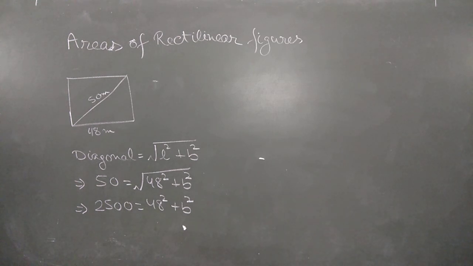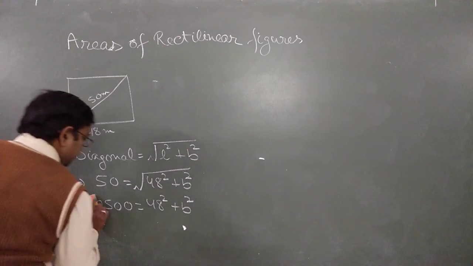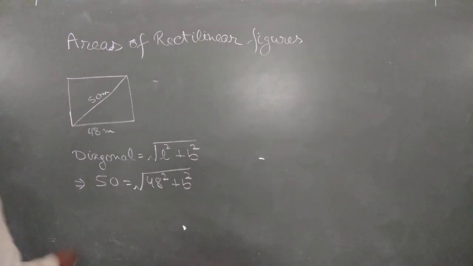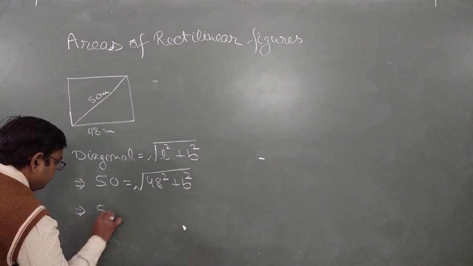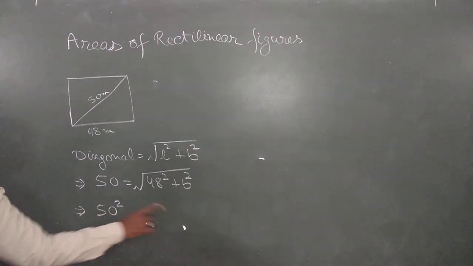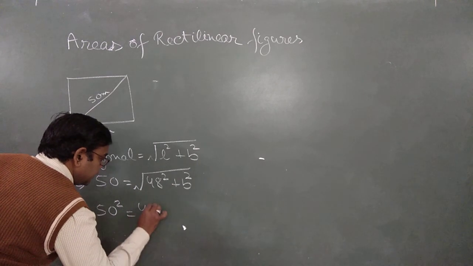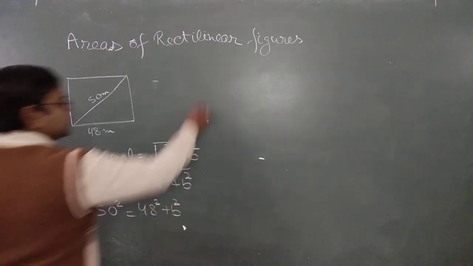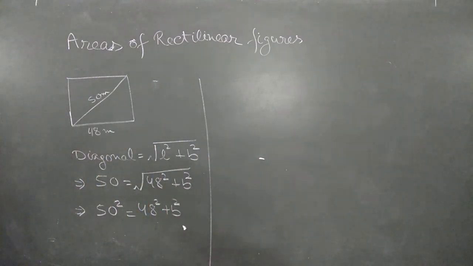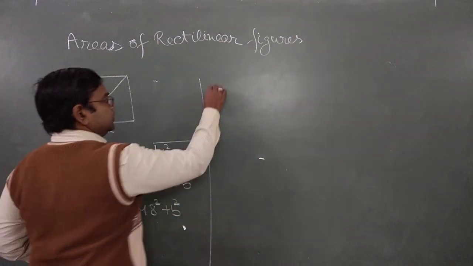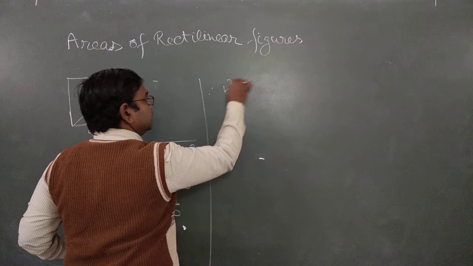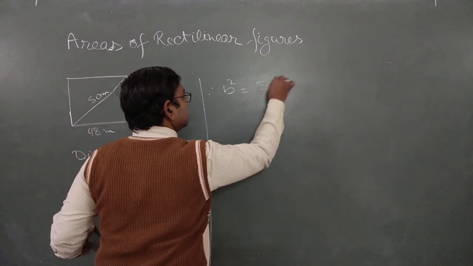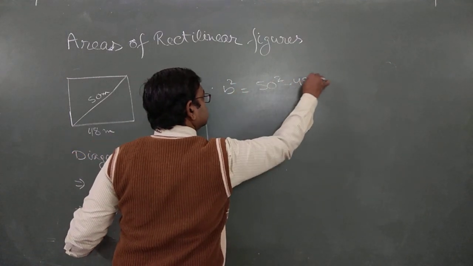Or if you try to solve quickly, you can write down likewise: 50 square, we are squaring both sides, equals this side 48 square plus B square. I am solving this side again. As we know, therefore B square equals 50 square minus 48 square.